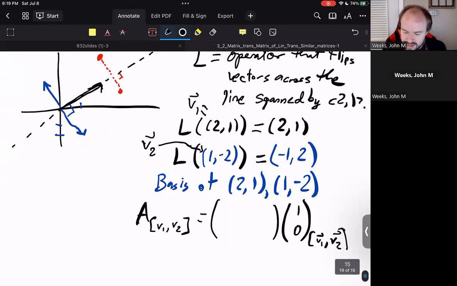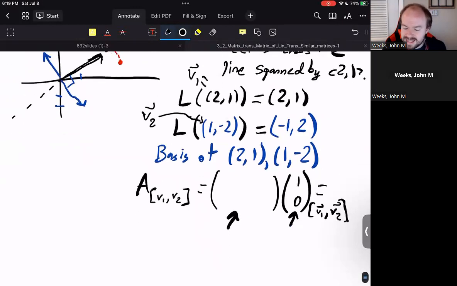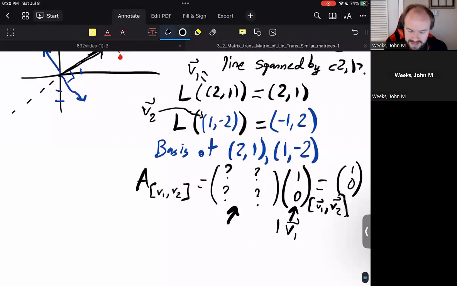So this little column vector I should be thinking of as one copy of V1. Well, whatever this matrix needs to do for this column is it needs to send it to itself. It needs to send 1, 0 to 1, 0. So what is this going to be? I know that it's going to send V1, this is just one copy of V1, to itself. So what does this end up being? This is going to be the first column here, 1, 0.